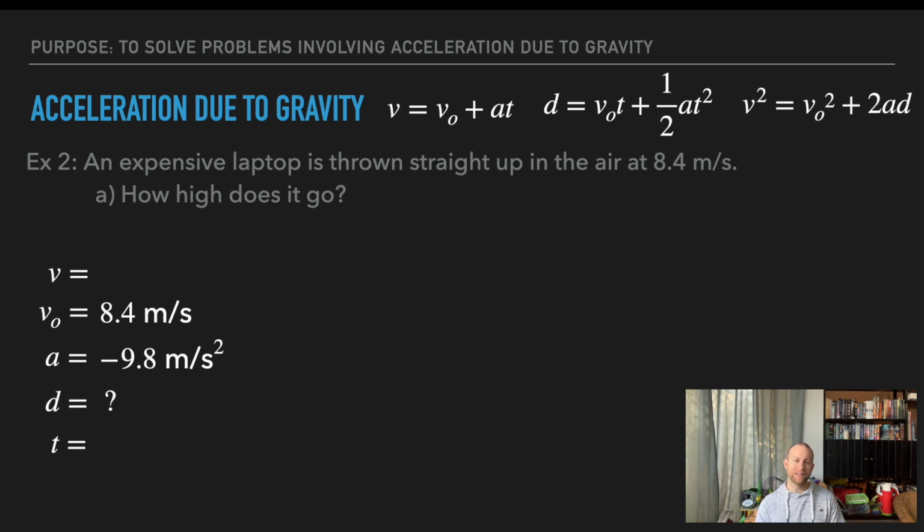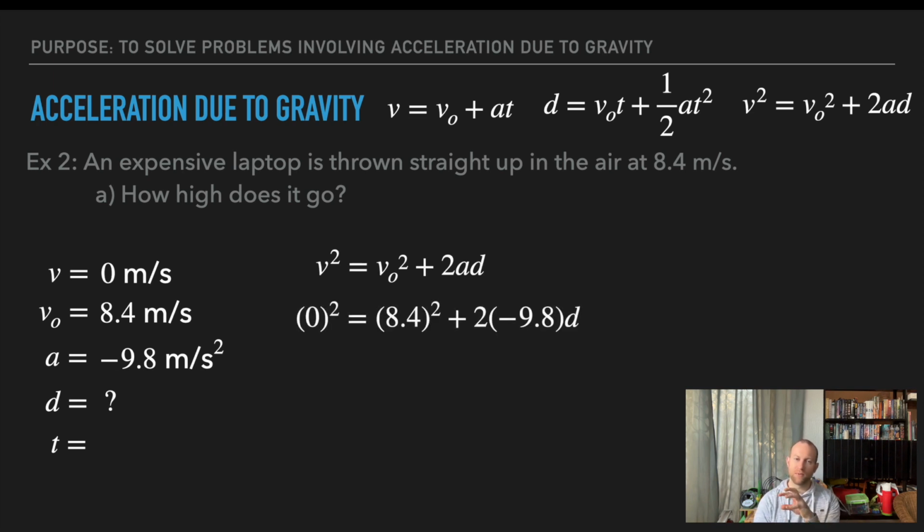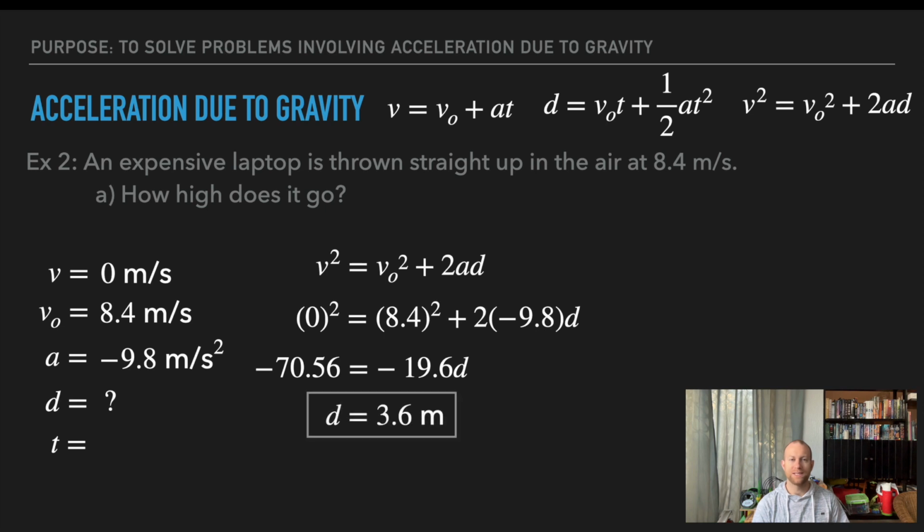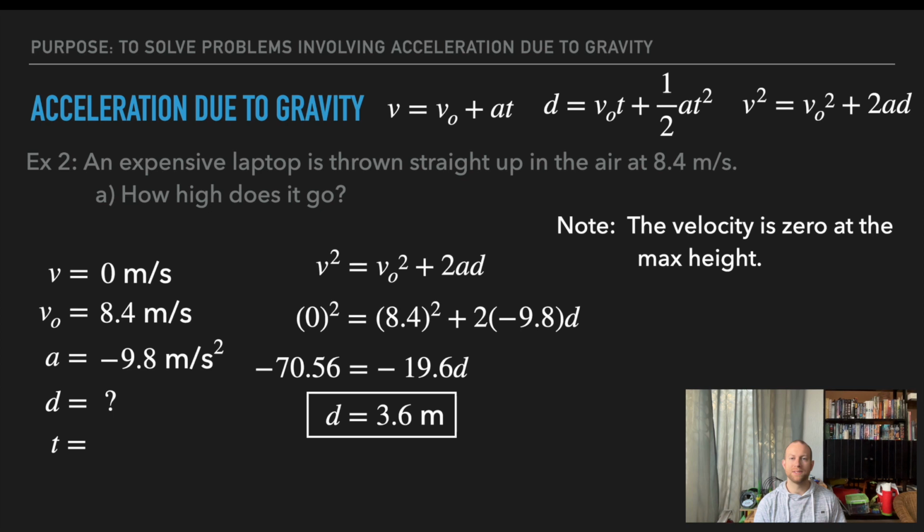The other thing that is important to note is when an object is thrown up, at the very highest point, your velocity is going to be 0. So with these 4 variables, and knowing that we don't need time, let's use the equation that does not involve time. We'll plug in the numbers here, do a little bit of algebra, move the 8.4 squared to the other side, divide by 2 times the negative 9.8, which is negative 19.6, and we get a distance or displacement of 3.6 meters. That is how high this object is going. Again, note that the velocity at the maximum height is always going to be 0. So at max height, you're going to have 0 velocity.